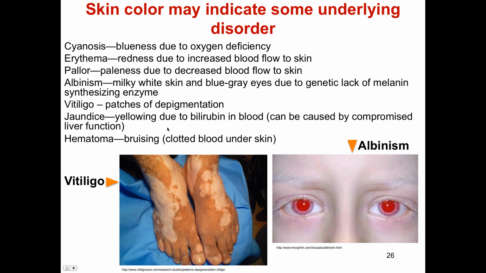Jaundice, yellowing of the skin, and that's because of bilirubin in the blood. Bilirubin is a pigment that has a really yellowy color, and it's a byproduct of the breakdown of hemoglobin. This is often associated with a problem of liver function, and even the eyes will turn yellow if you've really got severe jaundice. Hematoma, that's just the AMP term for a bruise, right? So clotted blood under the skin, all right?